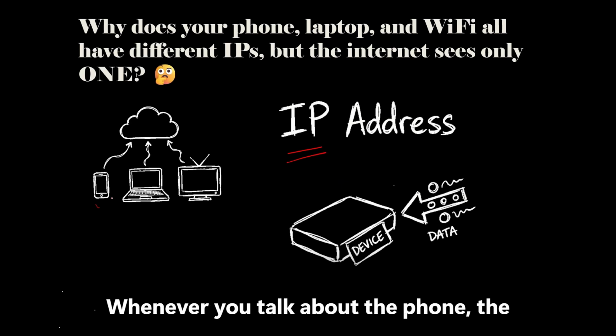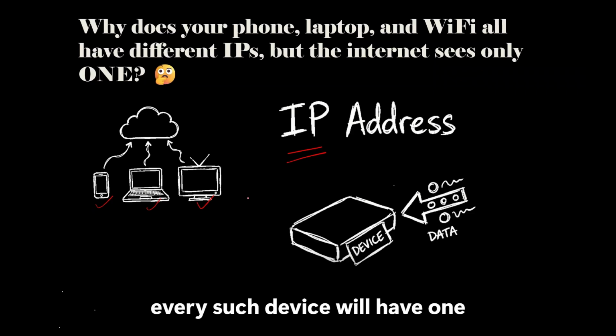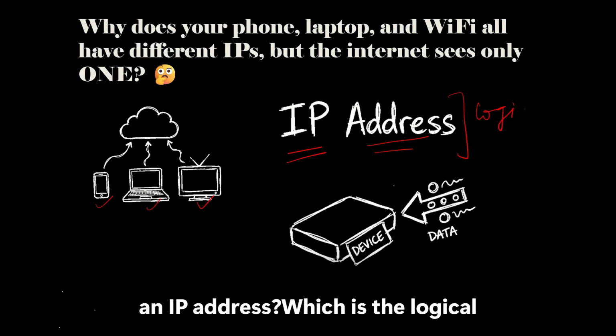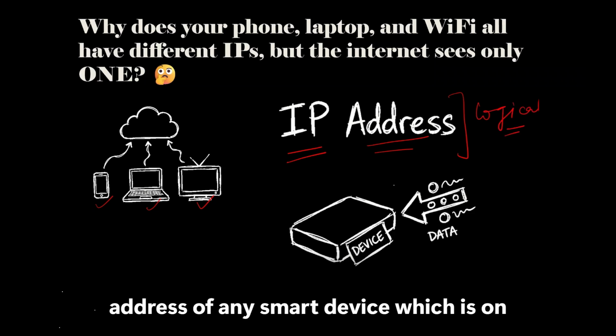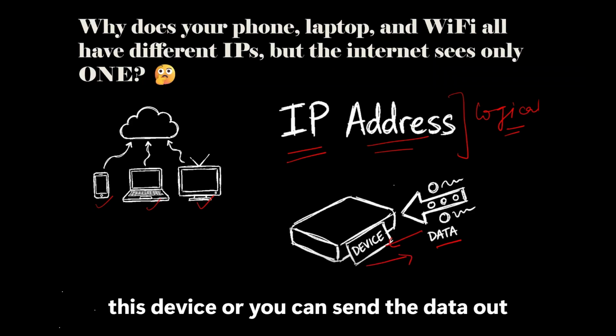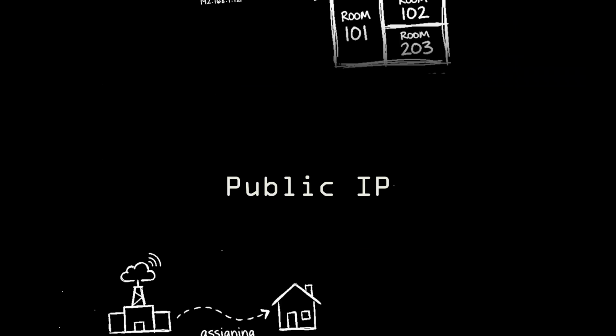Whenever you talk about the phone, the laptop, or the smart TV that you have, every such device will have one associated IP address with it. So, what is an IP address? It is the logical address of any smart device which is on the internet, so the data can come to this device, or you can send data out from this device on the internet.